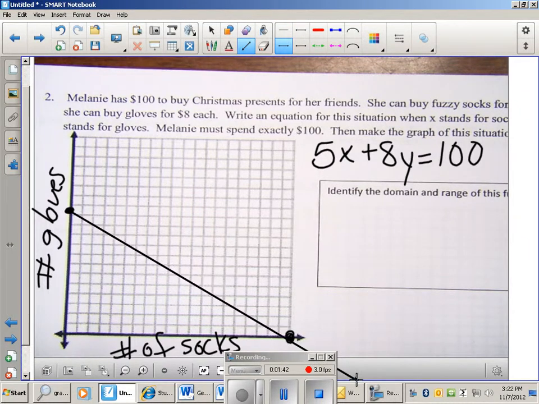So a lot of you try to find a lot of different combinations, and that's fine, but you really don't have to. If you find those 2, you only need 2 points to make a line.